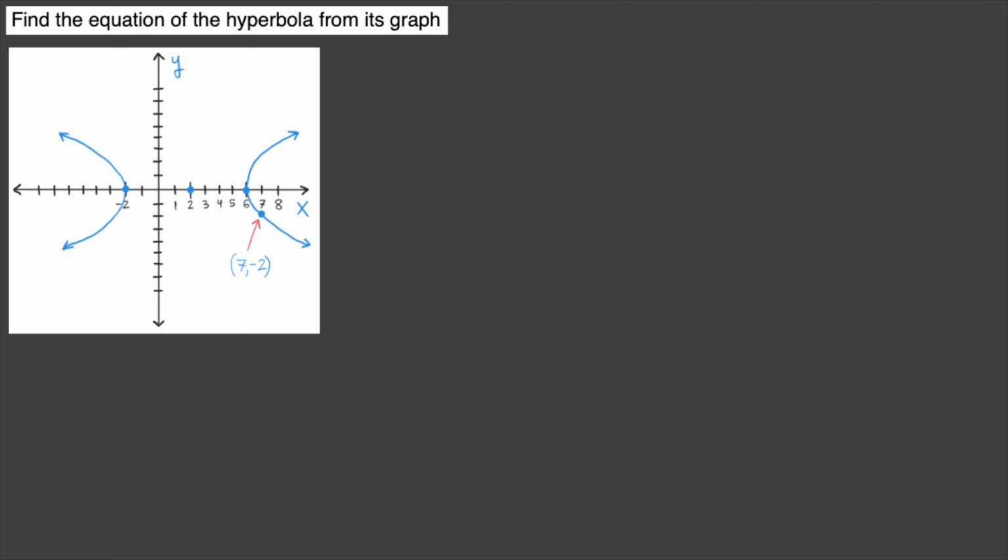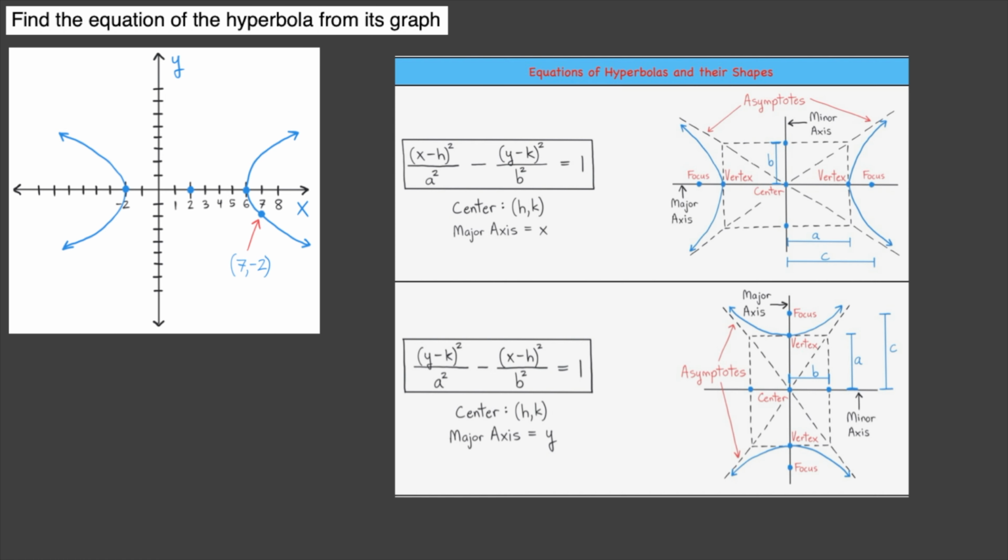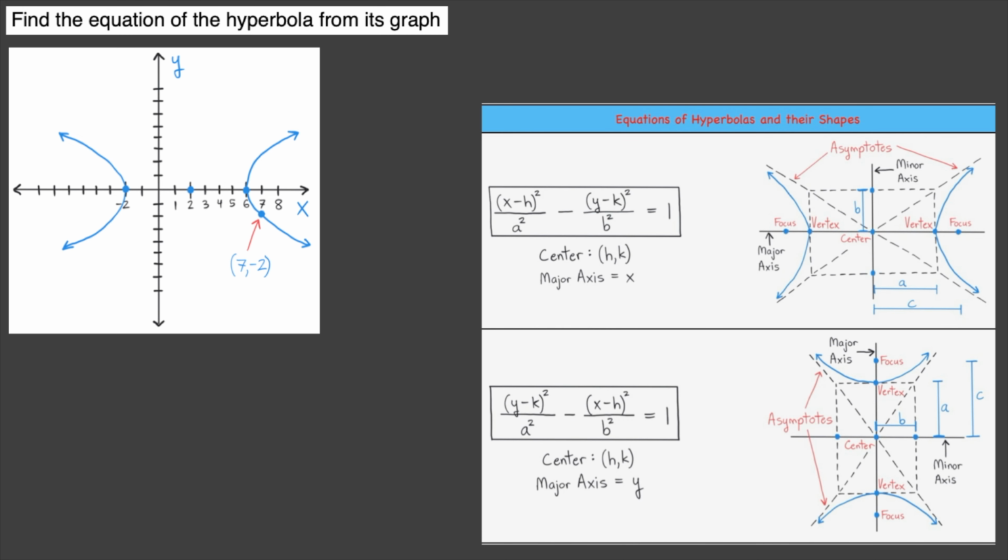This question says, find the equation of the hyperbola from its graph. So we have a hyperbola opening left and right, so we know that who is the major axis? Well, let's take a look at our two types of hyperbolas. If it's opening left or right, the x-axis is the major axis and the x squared term is going to be positive. If the hyperbola was opening up and down, the y squared term would be positive and y would be the major axis.